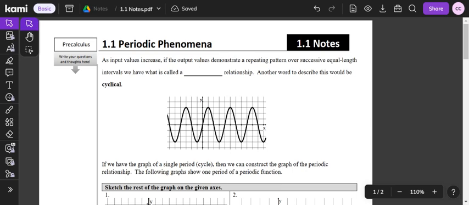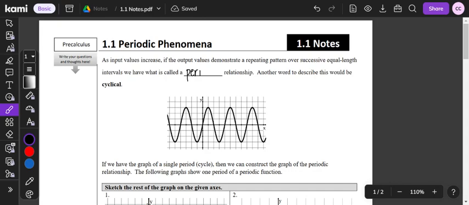So following along the top of the notes, it says as input values increase, so as I plug in bigger and bigger numbers, if I plug in 1 to a function, and then 2 to a function, and then 3, and so on and so forth, if the output values of the function demonstrate a repeating pattern over successive equal length intervals, we have what is called a periodic relationship. So we're going to add that to our notes right now. This is a periodic relationship. Another word to describe this would be cyclical or a cycle, right?